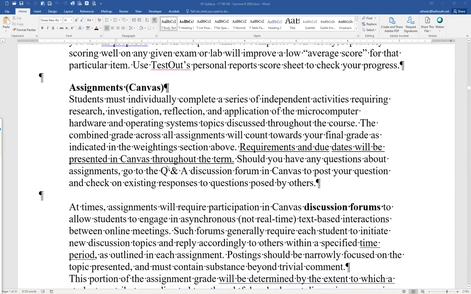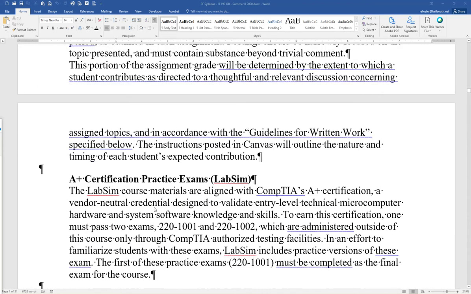Everything will be in Canvas. There should really never be a time when there's a question, do we need to do this, or when is it due, unless I've neglected to put something specific in Canvas. Then of course that's on me. But before you ask me when is something due, just look in Canvas. It should show you exactly when it's due. If not, please let me know so I can make that correction.